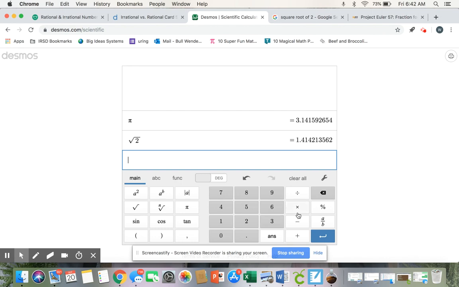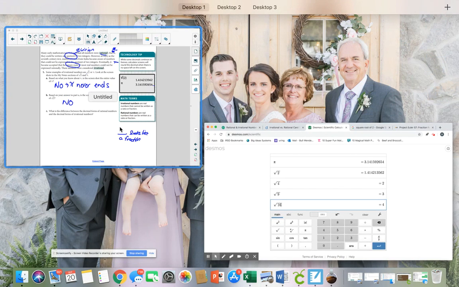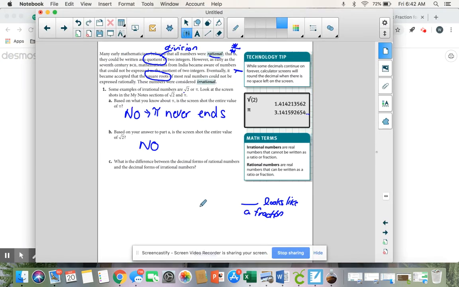So now I'm going to try a different number in my calculator. I'm going to try the square root of 4. That's just 2. I'm going to try the square root of 9. That's 3. Then the square root of 16. That's 4. So what do I notice about my perfect squares? You're right, my perfect squares are what we would call rational numbers.